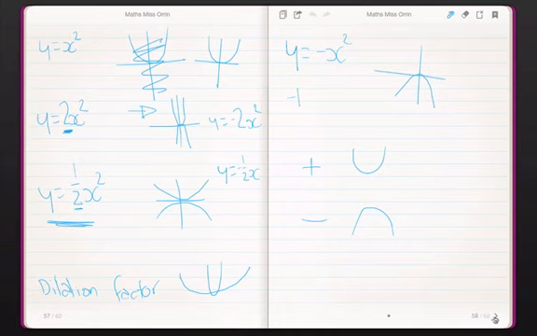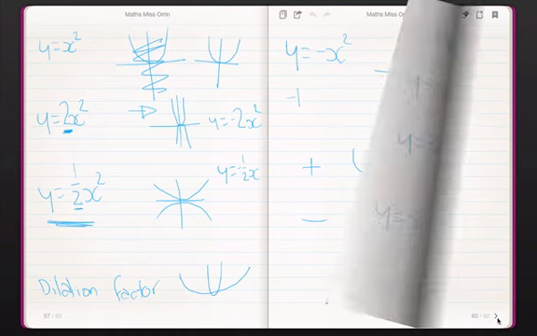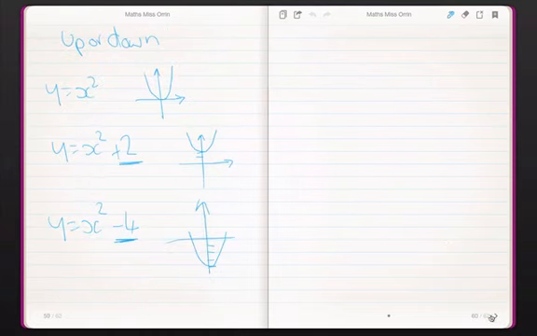Please turn the page. Why aren't you turning the page? Oh, come on! I don't understand. There we go. All right, cool.